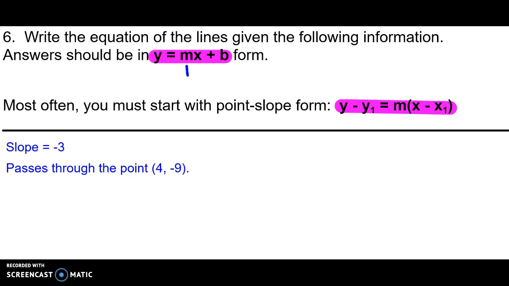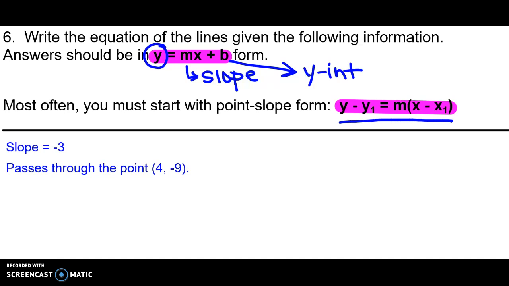And the m represents the slope, whereas the b represents our y-intercept. Now, if you notice, in slope-intercept form, the goal is that we have isolated the y. It is by itself on the left side of the equation. Most often, though, it's not going to be that easy. We're first going to have to start with point-slope form, which is right here, and then we'll convert it over to slope-intercept form by isolating the y.